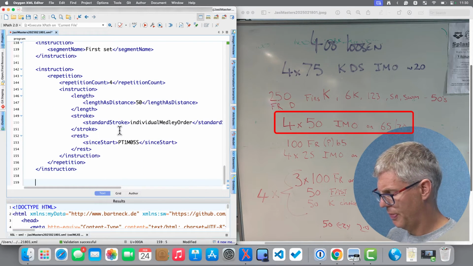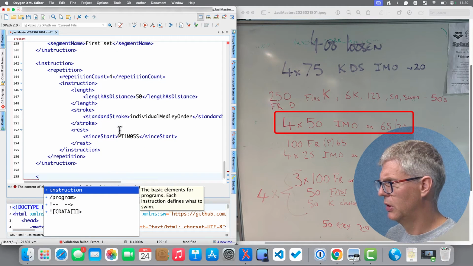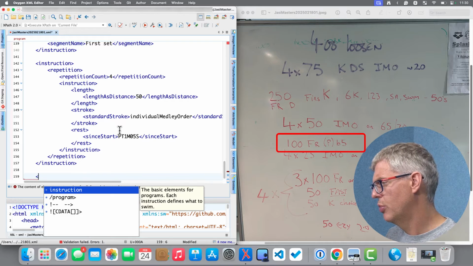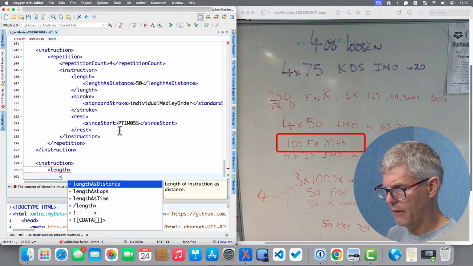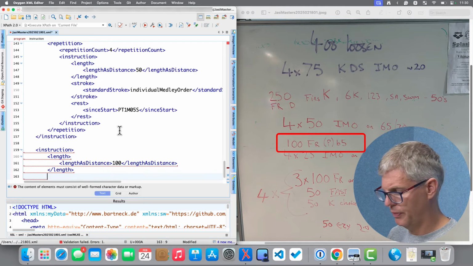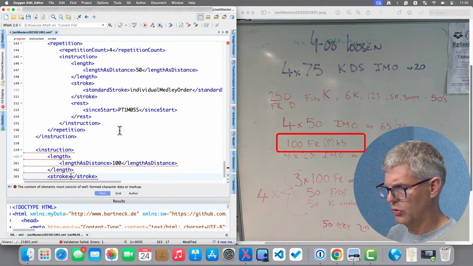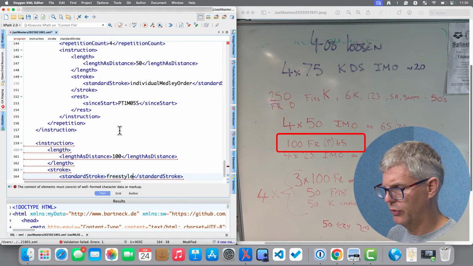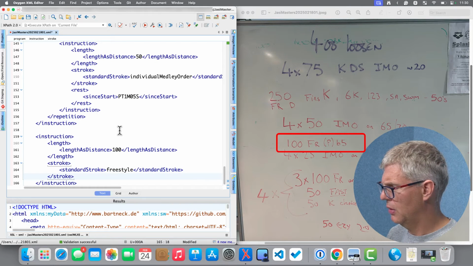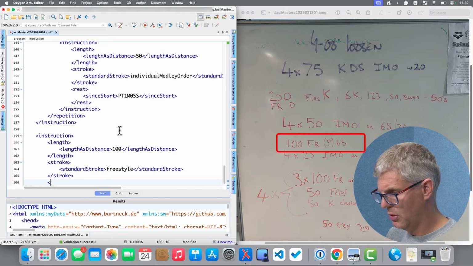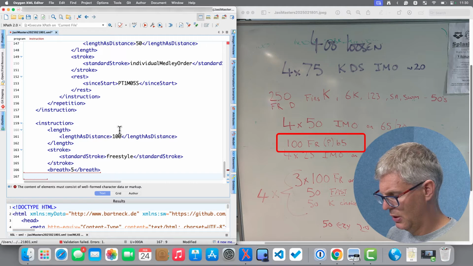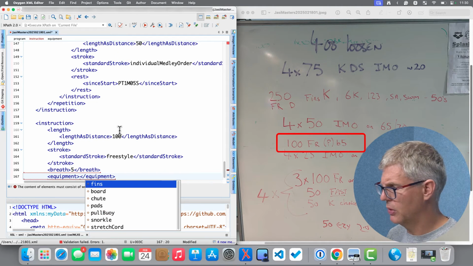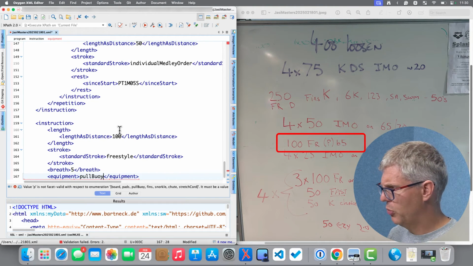Right. Then we move over to 100 meters free pull buoy breathe 5. Okay, so that's 100 stroke, standard stroke, freestyle, and we have equipment. Oh, actually we have breathe 5, and we have equipment pull buoy.